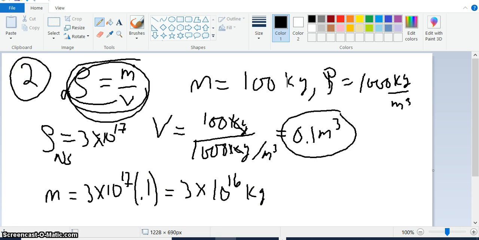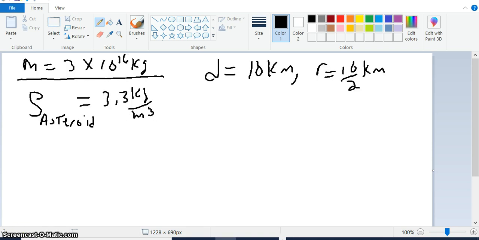Now for part B, they ask you how much this is compared to an asteroid. They give us the rocky asteroid, and I'm going to use the same density as the rocks on the surface of the Earth, which is about 3.3. Actually, you could use 3 or 3.3. I think when I did it, I did 3.3. Anyhow, let's finish this problem number 2.